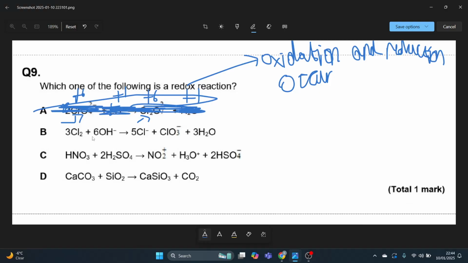Part B, 3Cl2 plus 6OH minus, so that's obviously going to be 0. Don't care about the moles, that's 0. In this case, don't care about the moles again, the overall charge is minus 1. So that's obviously going to be plus 1, but that's going to be minus 2, so minus 2 of oxygen. 5Cl minus, that's minus 1. ClO3 minus, that's going to be minus 6 plus 5, plus 5.